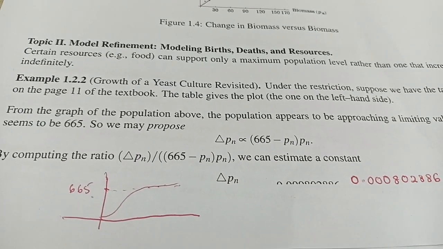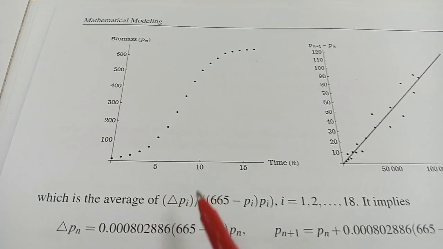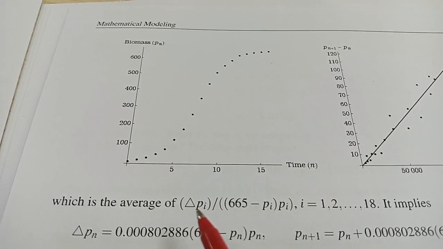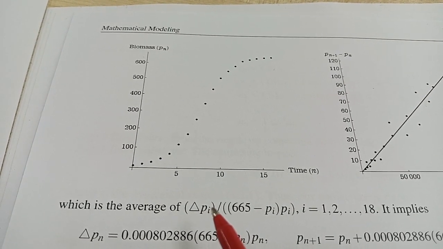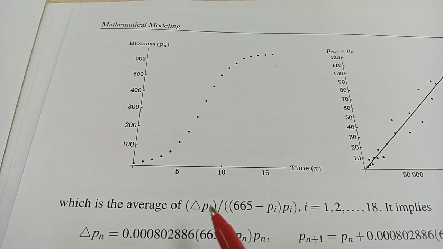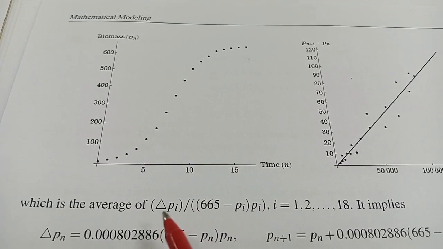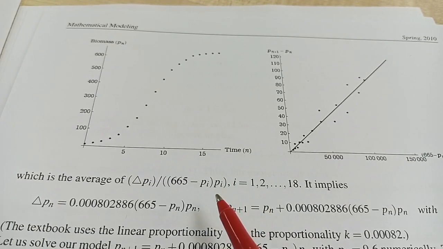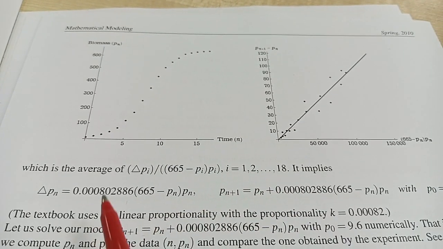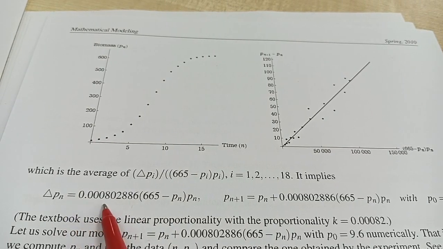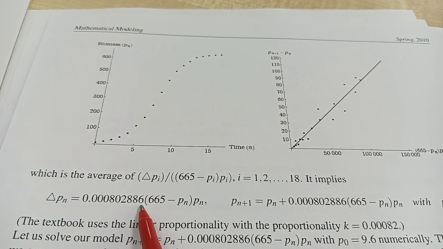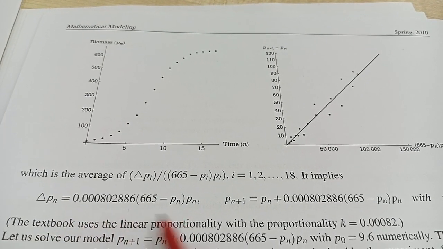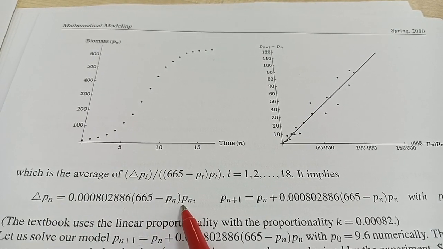Okay, so you can try to calculate this and try to find this value, then only you can understand. That value, the 0.0 something, that small number, is actually the average. It takes the average to find, because we don't get the exact constant, so we go for the average of the ratio. So every delta Pn over (665 minus Pn) times Pn from the 18 data altogether implies this constant, the proportion constant or the ratio constant that we calculated earlier. So we have the equation delta Pn equals constant times (limiting value minus Pn) times Pn.